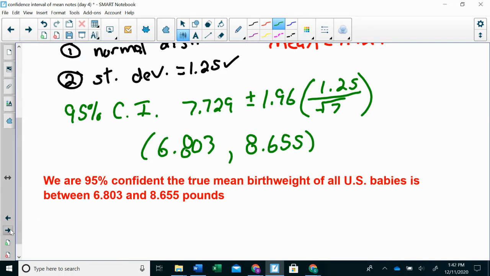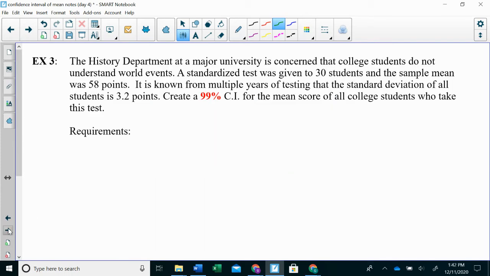Example number 3 will be the last one dealing with this 95% confidence interval. Then we'll look at that margin of error concept. So the history department at a major university is concerned that college students do not understand world events, and unfortunately that's all too often the case. A standardized test was given to 30 students.